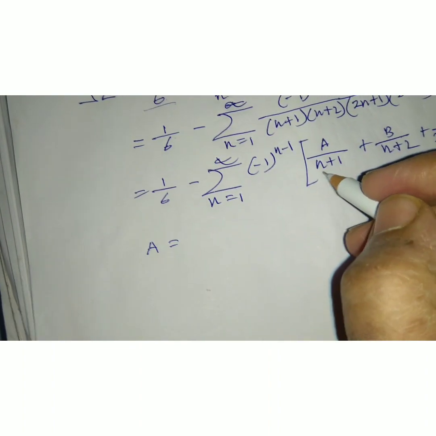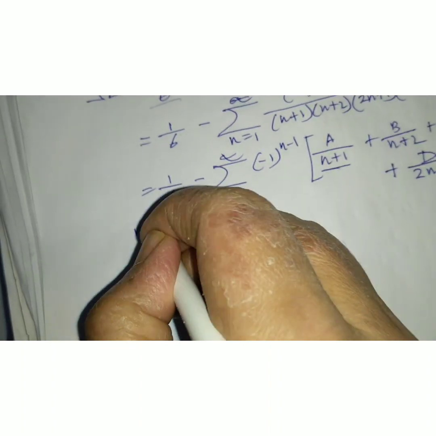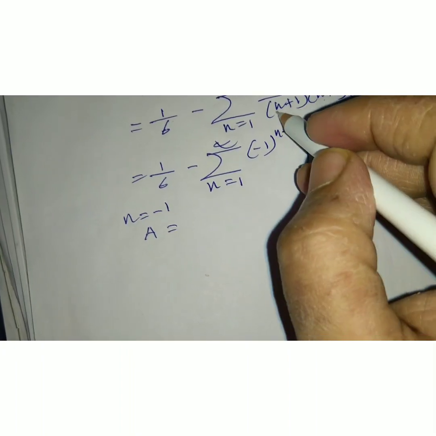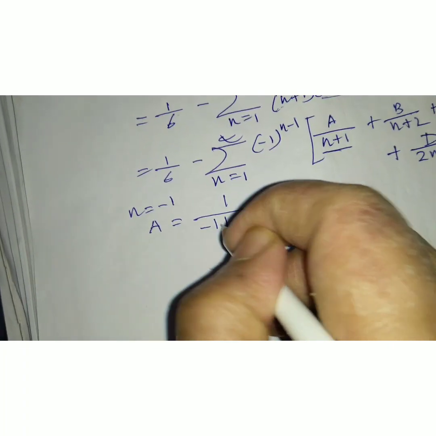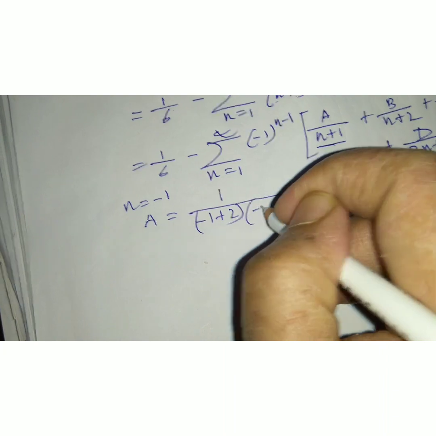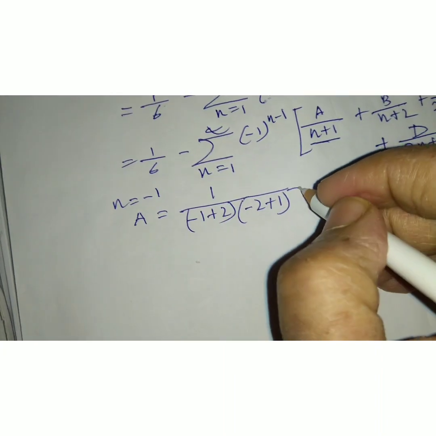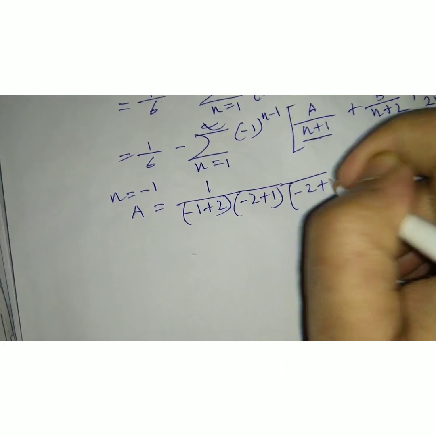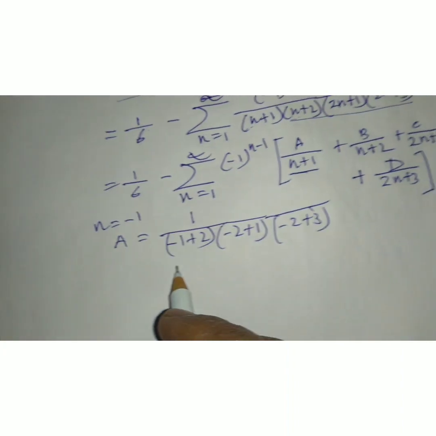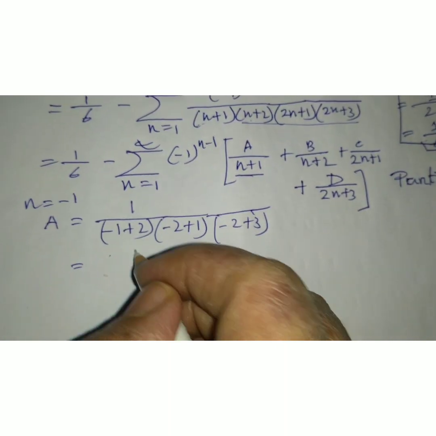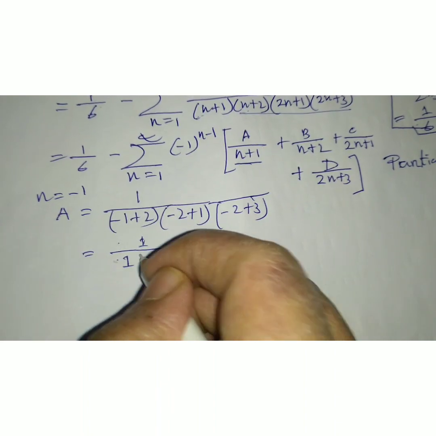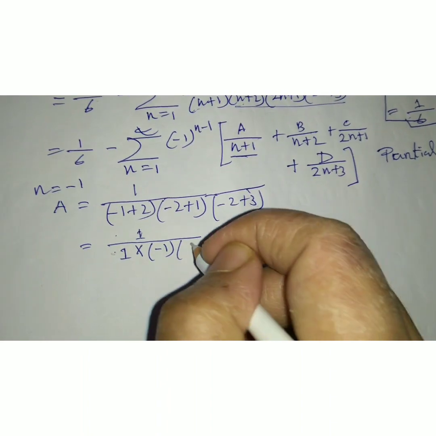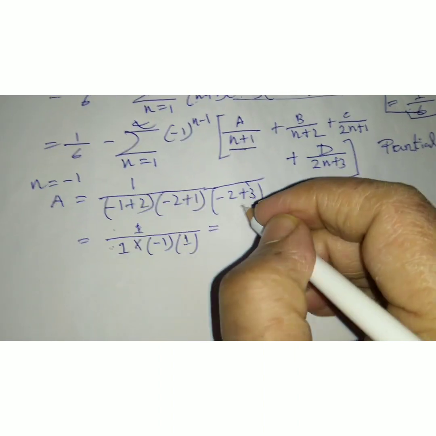Very easy. Now I have to find out the values. How can I find a? Put n equals minus 1 in the other terms. So minus 1 plus 2, into minus 2 plus 1, into minus 2 plus 3. This is a very easy technique. So it is 1, and it is minus 1, and it is 1. So the value of a is equal to minus 1.